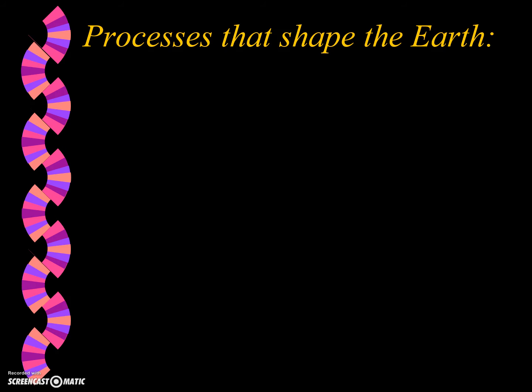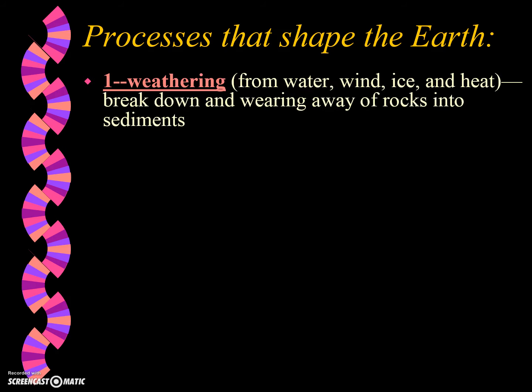All right, so the first process that shapes the earth is weathering. This is from water, wind, ice, and heat, and it breaks down and wears away rocks into sediments. So the first blank is weathering. The second one for weathering is breaking down. So breaking down and wearing away of rocks into sediments.